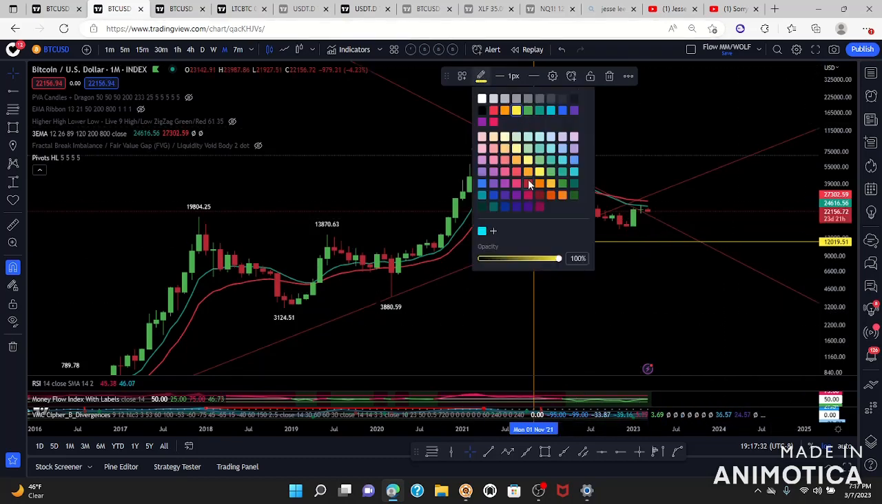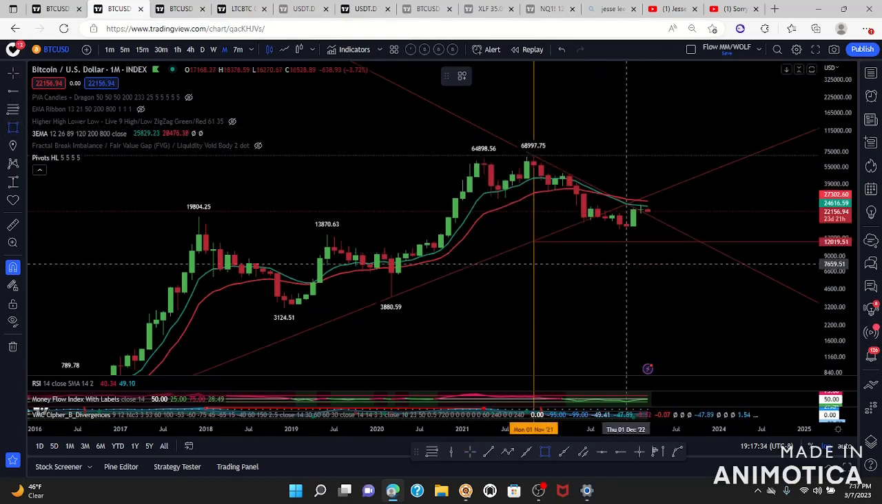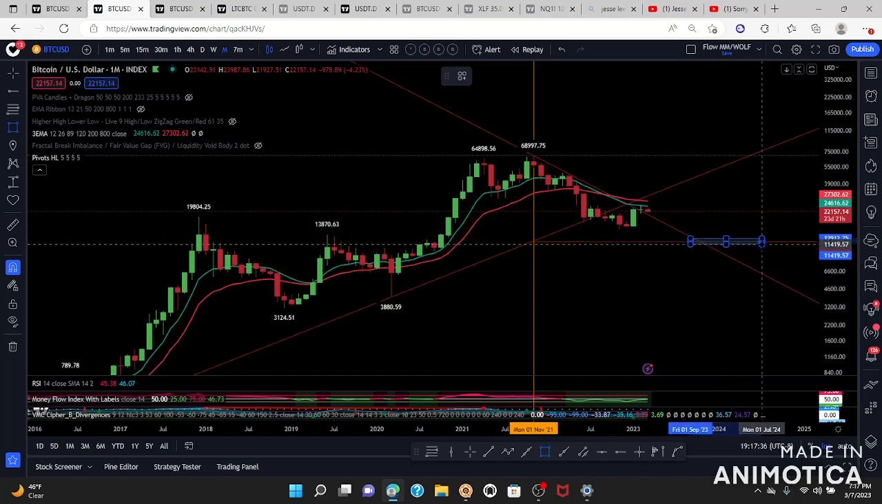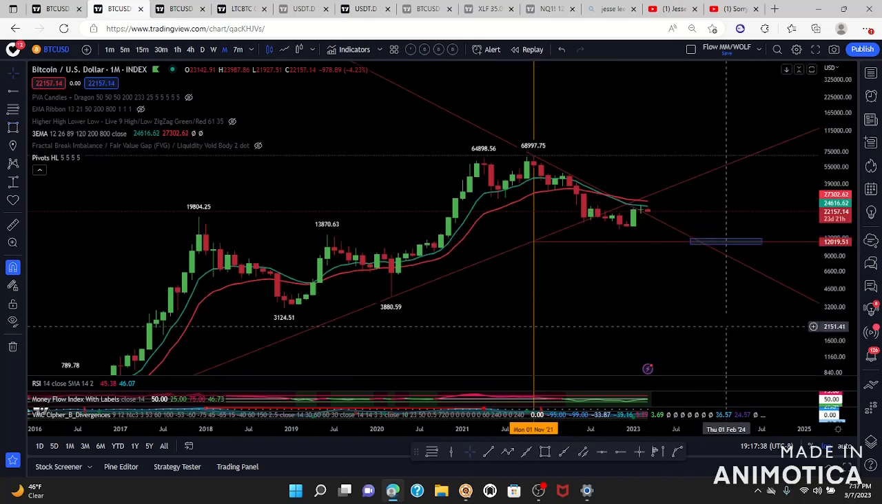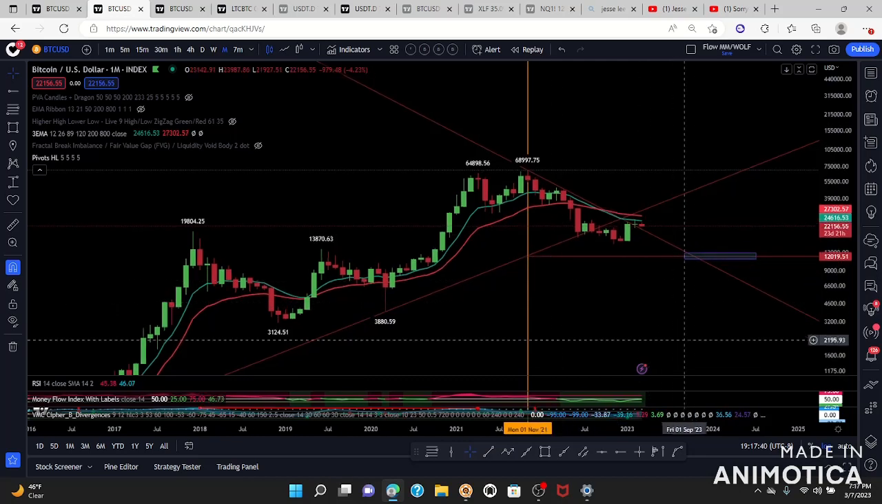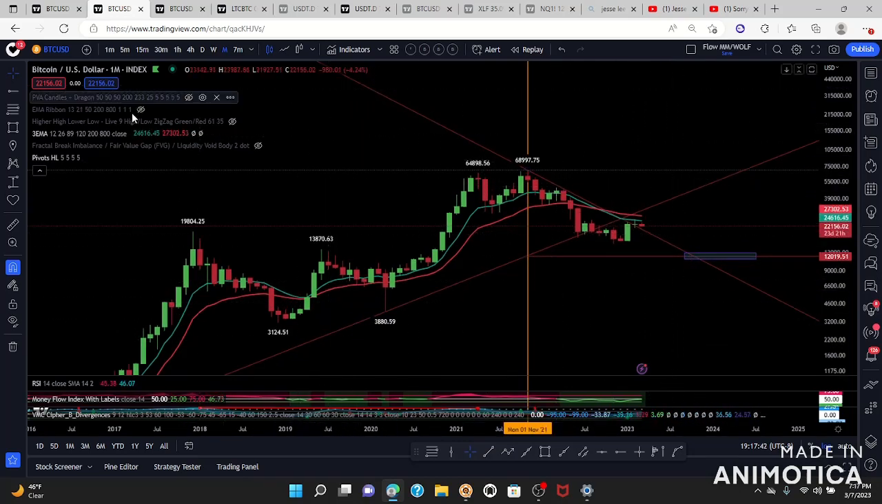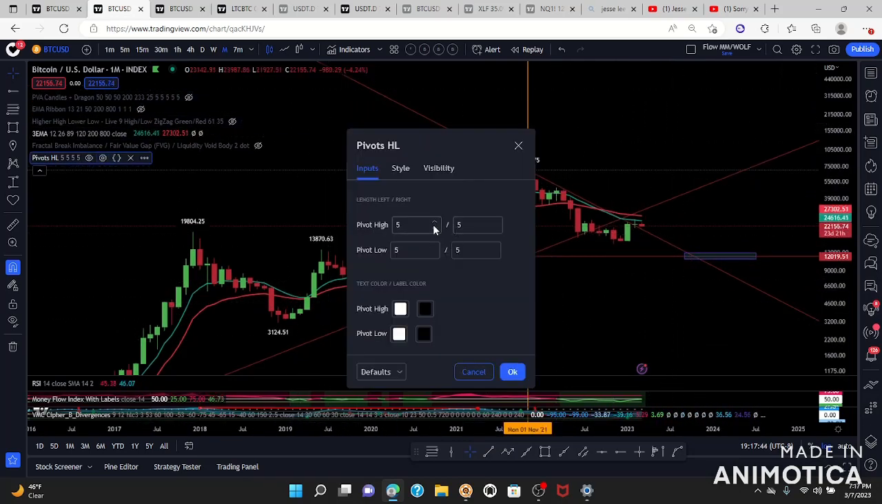So my bearish monthly target is 12,019. So can Bitcoin come down to 12,000? Absolutely. And my bullish target, let's see if I could get one.